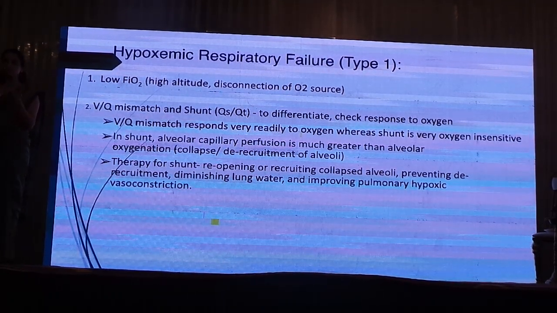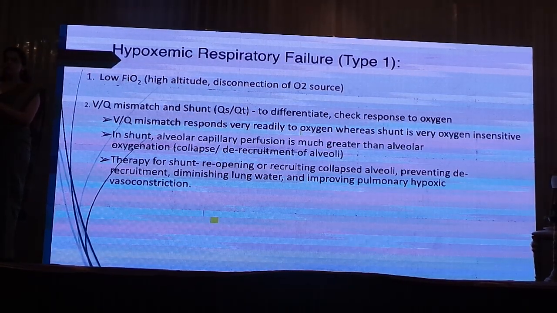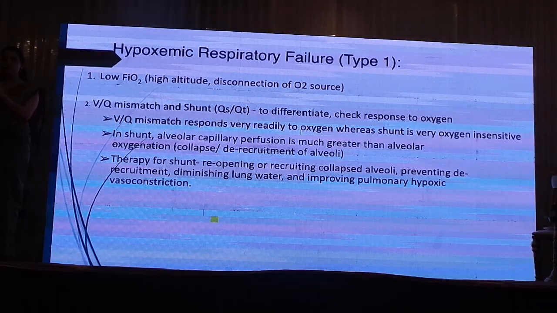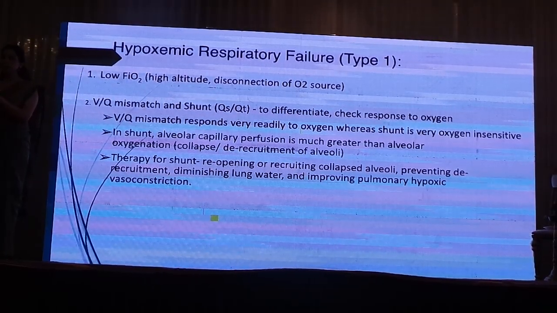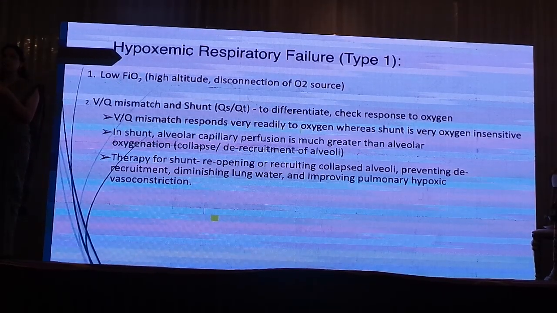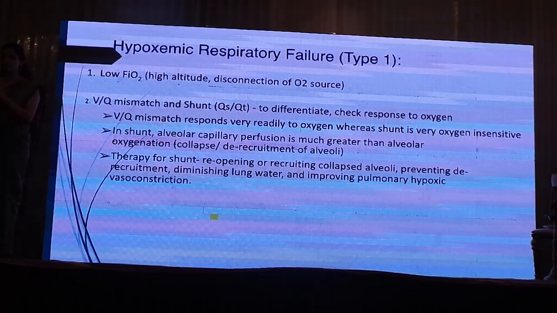So therapy for shunt: when you give oxygen and the hypoxia doesn't improve and you're thinking of shunt, how do we improve the shunt now? To improve the shunt, we have to reopen or recruit the collapsed alveoli, the alveoli which are getting the blood supply but they are not open. Then it can be preventing de-recruitment. So we can apply a PEEP, we can have recruitment maneuvers, then diminishing lung water in case there is pulmonary edema, etc.